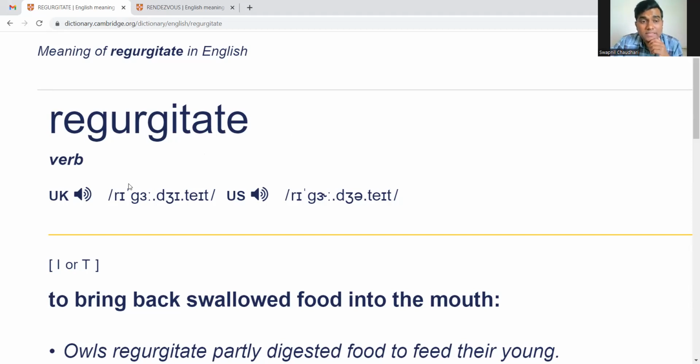So that is where this script is going to help you. First of all, to understand where the stress is in this word, you need to look at this apostrophe. Now, we studied what a syllable is. This is a syllable. This is a syllable. If we try to count the number of syllables in this word, regurgitate, it has 4 syllables, right?